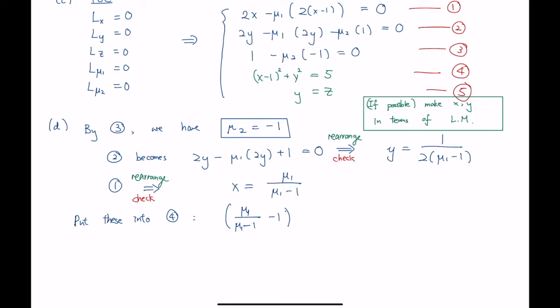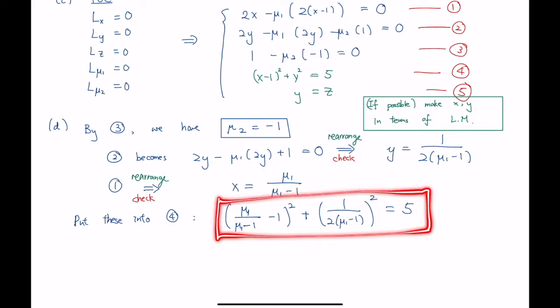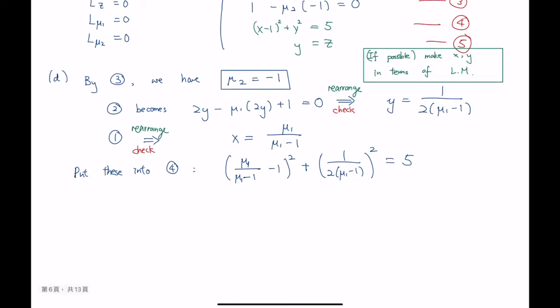Sorry, let me use a smaller 1 square, and then plus y square. What is y? y is this guy, 1 over 2 mu1 minus 1 square equals 5. From this, you realize that you get an equation purely in mu1. If you simplify this, you end up having 5 over 4 mu1 minus 1 square equals 5. So that means mu1 minus 1 square equals 1 over 4.